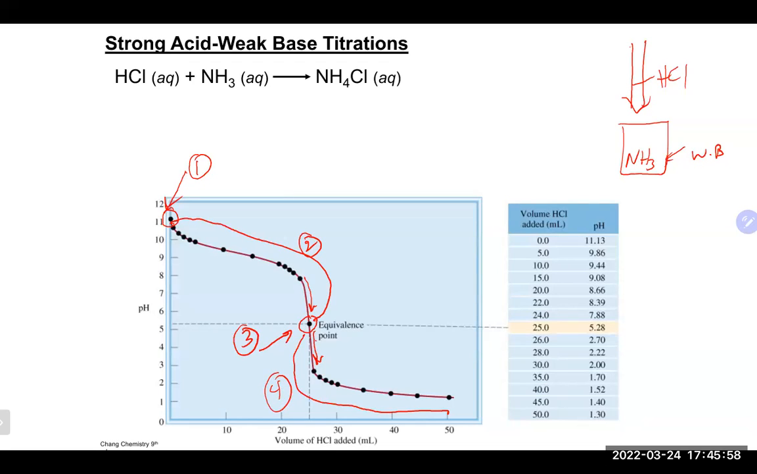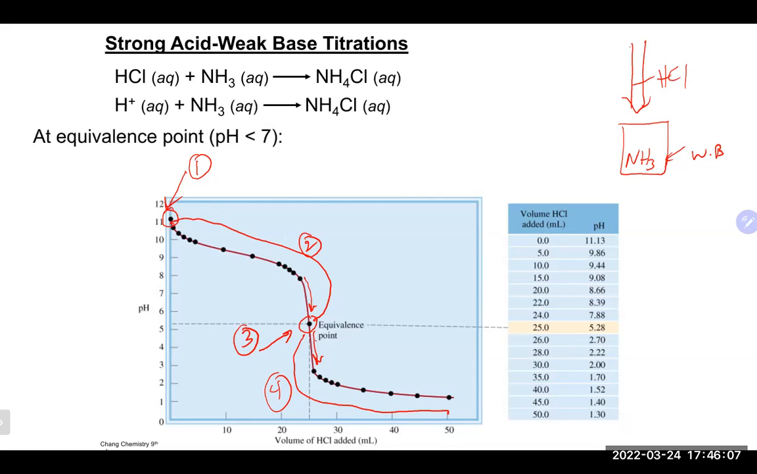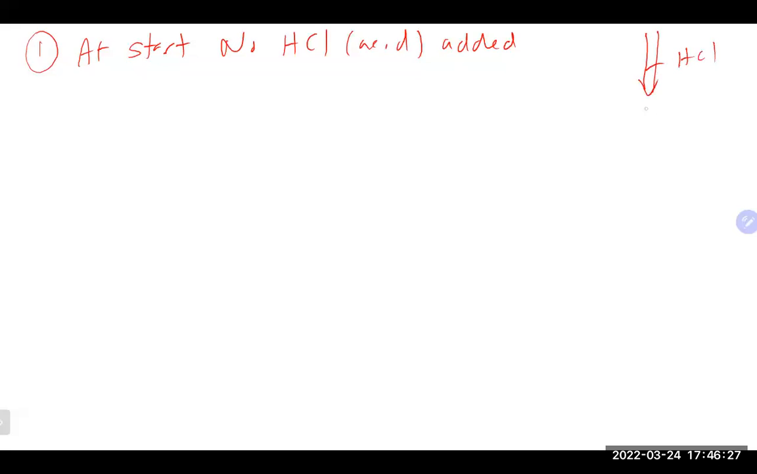So if we look at it like what we did previously, let's take a look and see what we should end up with at each of these spots. Let's again start with the very first spot, which is, like before, at the start of the titration, no HCl or acid added at this point. So in this particular titration example, we have our HCl that we're going to be adding. And in this case, we have our NH3, which is the weak base. So before we add any HCl, really the only thing we've got going on is the weak base here.